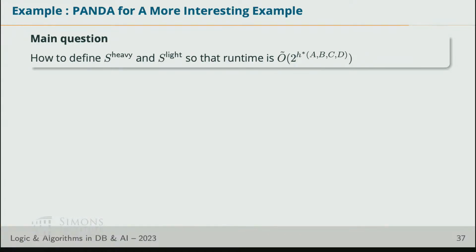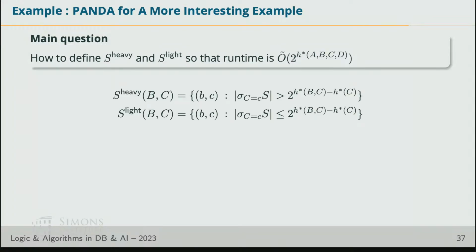So let's say that I solved the linear program and I have this optimal solution H star. So what we can do is the heavy part of S is going to be defined by exactly the quantities that came out of this optimal linear program. So it came out of the solution to the polymatroid bound. Okay? So this is the heavy part. This is the light part. It's just the threshold is defined that way.